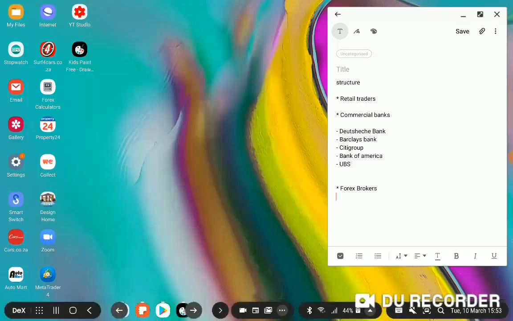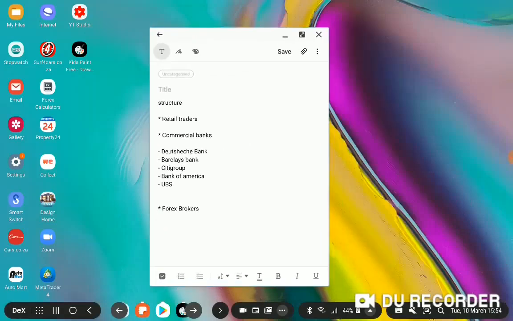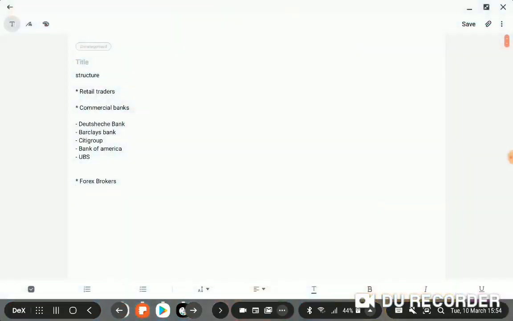Allow me to just minimize this and then go back to my notepad, right? I actually want to switch it to the middle. Yes, perfect. Let me just do it like this. Switch it to the middle.